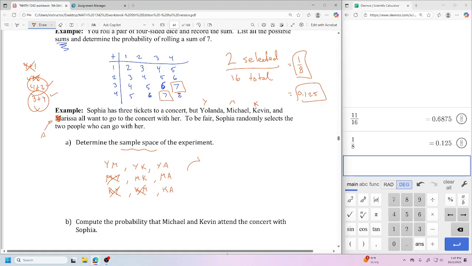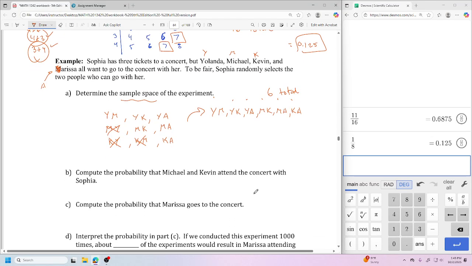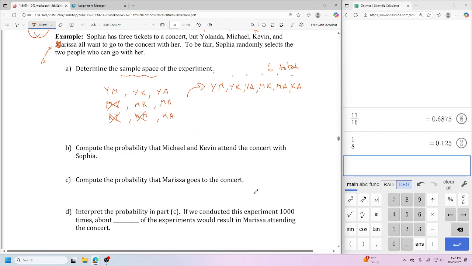Okay, so if I had to list them all out, it would be YM, YK, YA, MK, MA, and then KA. There we go. 1, 2, 3, 4, 5, 6 total. Cool with that? With that knowledge, I want you to answer the bottom 3. This is a you do, and we have these so rarely in this class. But finally, I want you to try this out. I want you to do it for a minute and see what you get, and then we'll talk about it.